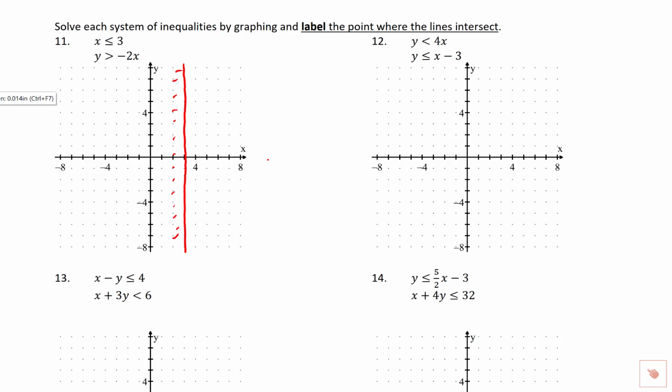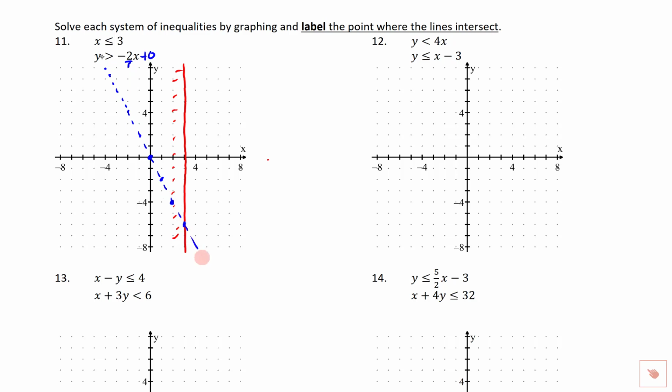Then I'm going to change colors and graph the other one. This is y is greater than -2x. So if we wanted to think of that in slope-intercept form, there's really a 0 right there. So it crosses right at the origin, and then we're going to rise -2. So we're going to go down 2 and then forward 1, because that's -2 over 1, down 2, right 1, down 2, right 1, and then we're going to go up 2, back 1, up 2, back 1, so it's going to look like this. And this is a dotted line right here.